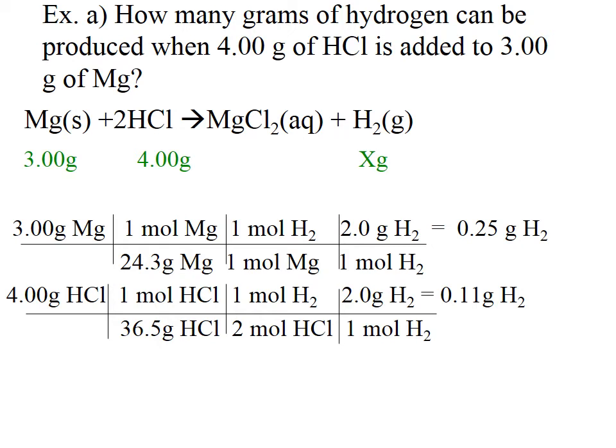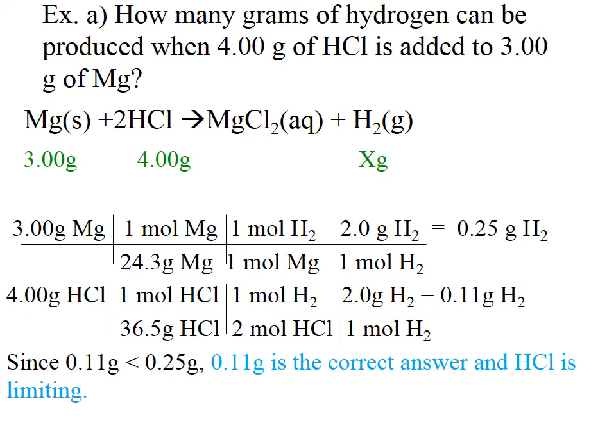We repeat that process now for hydrochloric acid. In this case, the mole ratio of hydrogen to hydrochloric acid is 1 to 2. Then we multiply by the mass of hydrogen. That gives us 0.11 grams. So we see that this here is a smaller amount of product. So we cannot make more than 0.11 grams. So the amount of hydrogen that can be produced is 0.11 grams, and hydrochloric acid is limiting.